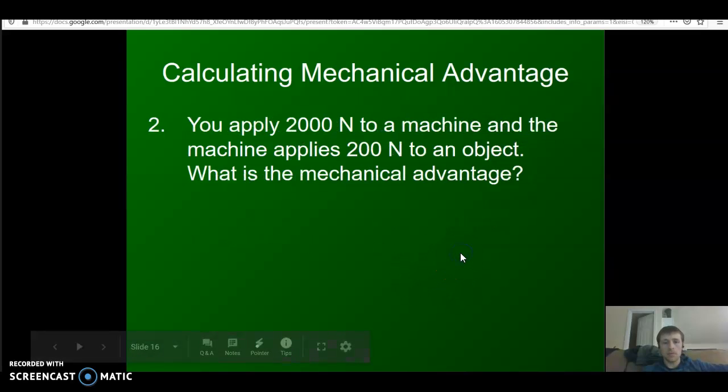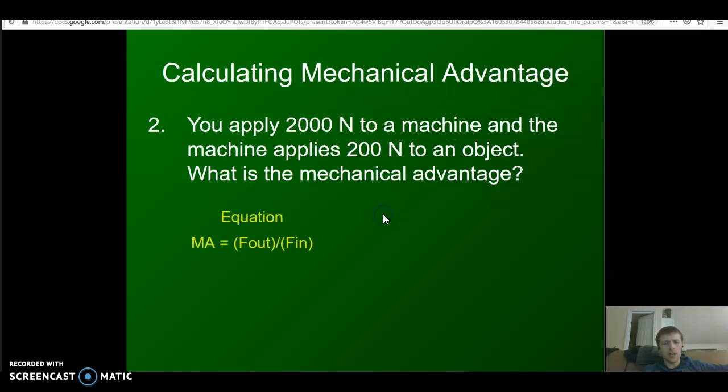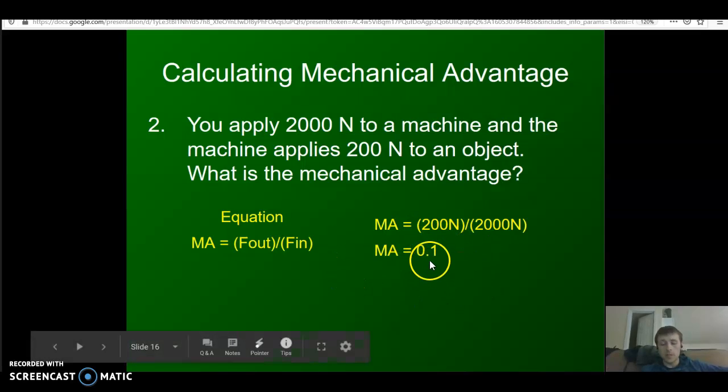Everybody's happy. Now, looking at something like this, you might get a little worried or confused. If you apply 2,000 newtons and you only get 200 out, well, that would mean we take 200 and divide it by 2,000, and our mechanical advantage is 0.1. Well, that's a horrible machine, you might say. For every pound of force I put in, I get 1/10 of a pound out? Horrible. What's the point of this machine?